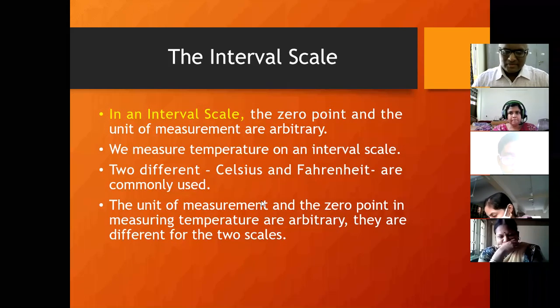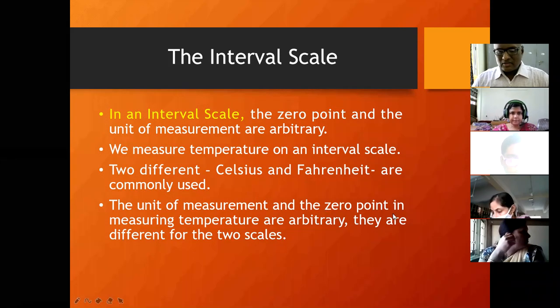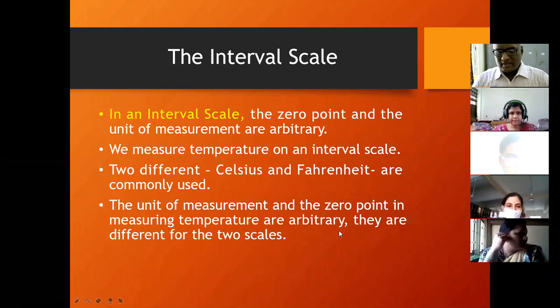How do you measure the temperature? We use two different parameters here, Celsius and Fahrenheit. The unit of measurement and the 0 point in measuring the temperature are arbitrary. They are different for these two scales.